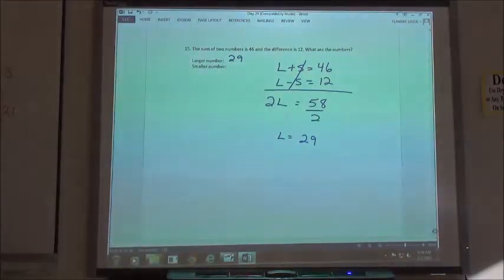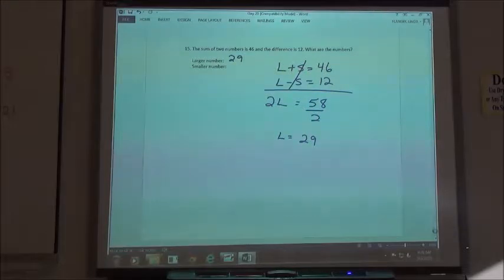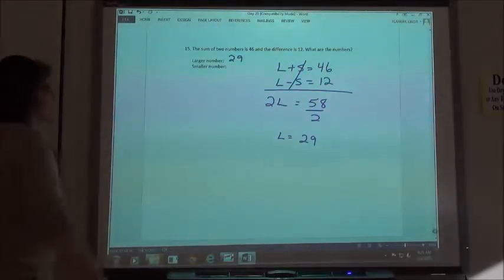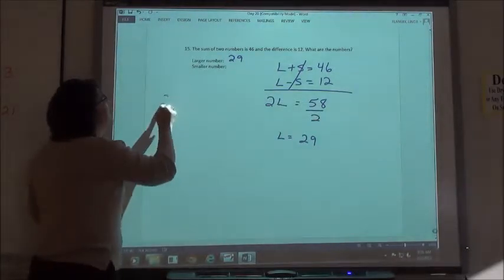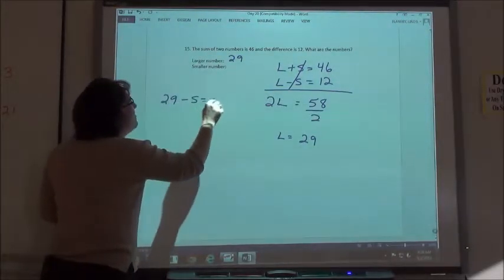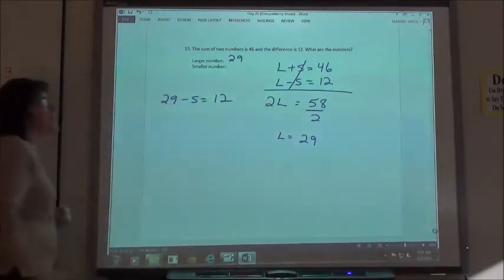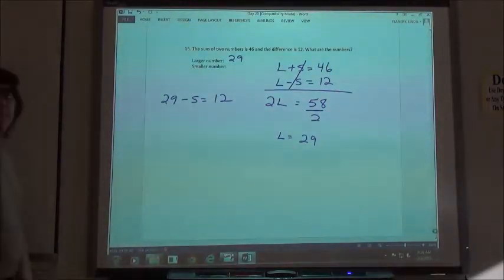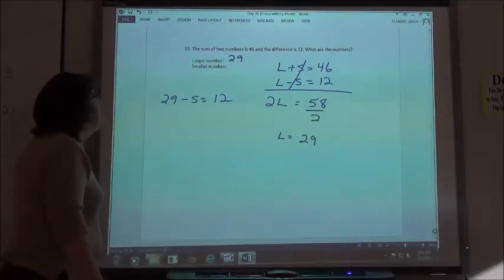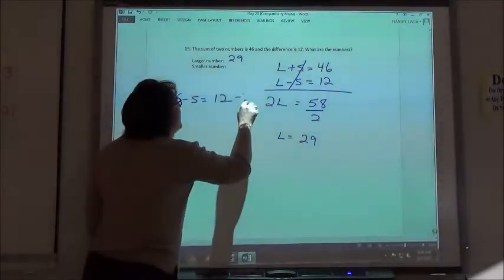I still have to find my small number. I'm going to do that by substituting into one of my two equations. Which one looks easier to do? The bottom. I picked the top, but we'll do the bottom. 29 minus S equals 12 then. If I'm going to solve that, I would do what? Subtract 29.